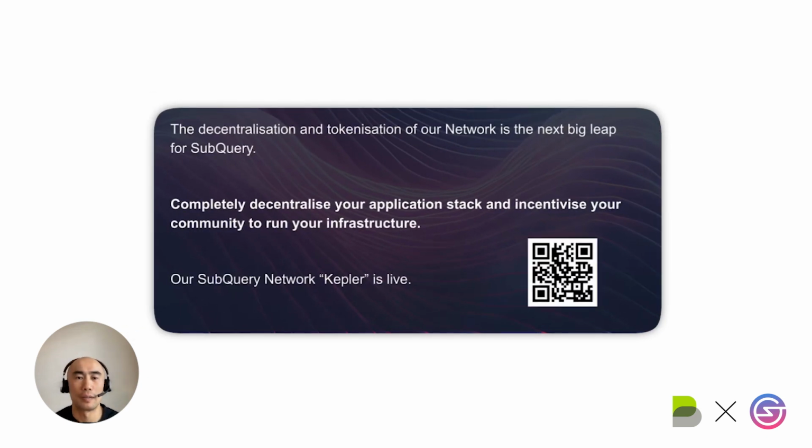Now, just a quick note, the SubQuery Network is the next big thing that we are rolling out. It's a decentralization and tokenization of the network, where you can completely decentralize your application stack and incentivize your community to run your infrastructure. So we've got Kepler, which is live at the moment. We can scan the QR code and take a look at that. It's actually quite an exciting network here, where a lot of participants can go ahead and contribute.